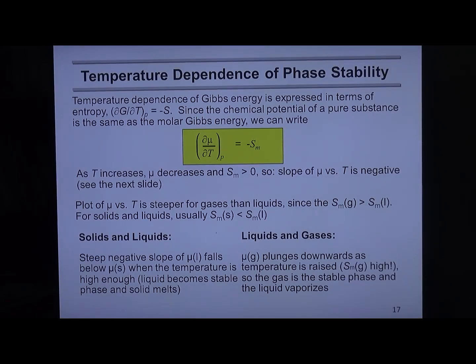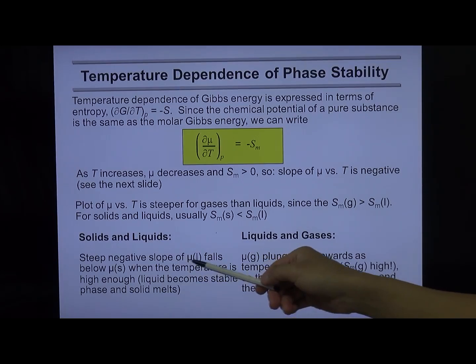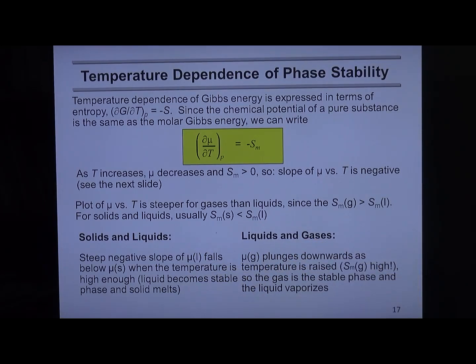As we just saw in the previous slide, for solids and liquids, the slope of the chemical potential fall is not as big as the slope of gas, right? This part, the temperature dependence of phase stabilities, we have already covered in previous sections.